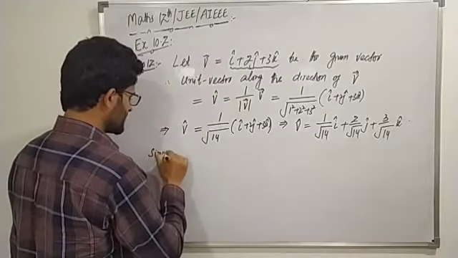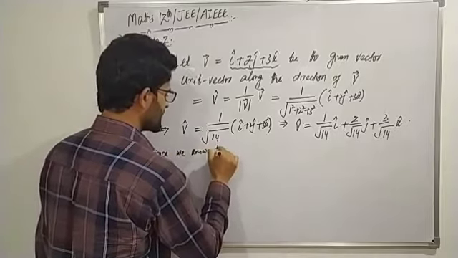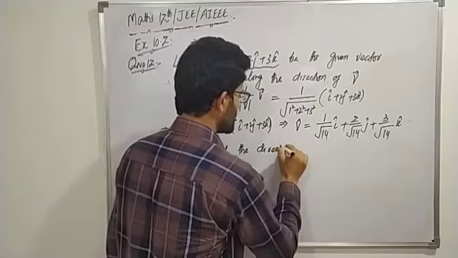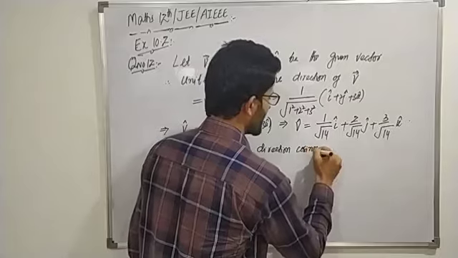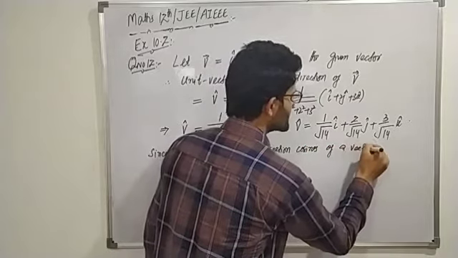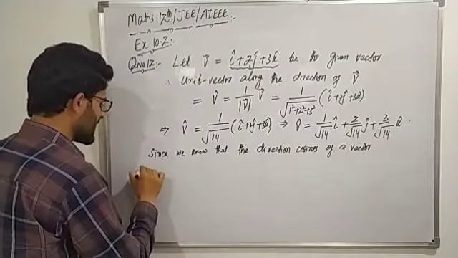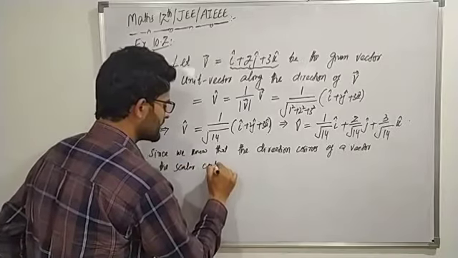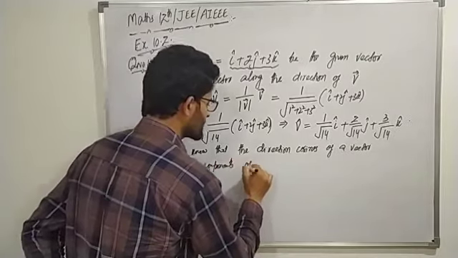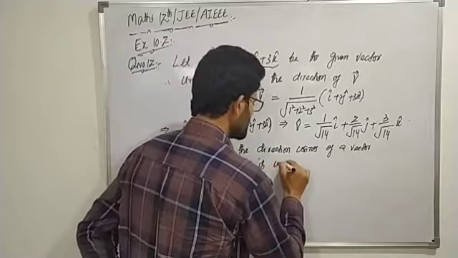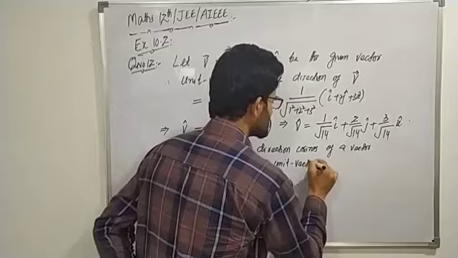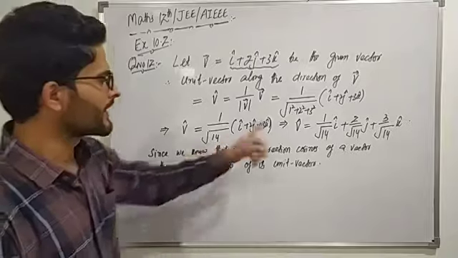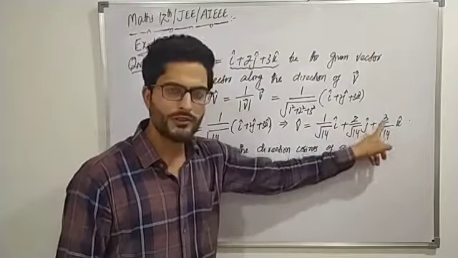Since we know that the direction cosines of a vector are the scalar components of its unit vector. What are the scalar components of the unit vector? 1 by square root 14, 2 by square root 14, 3 by square root 14.